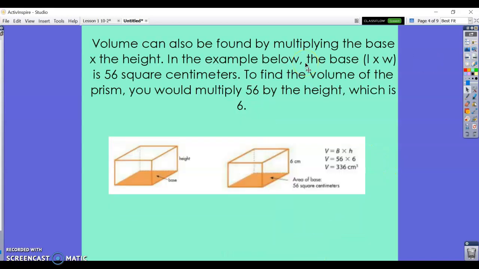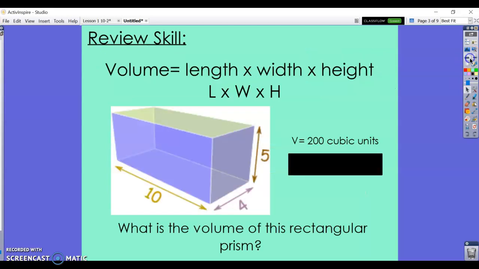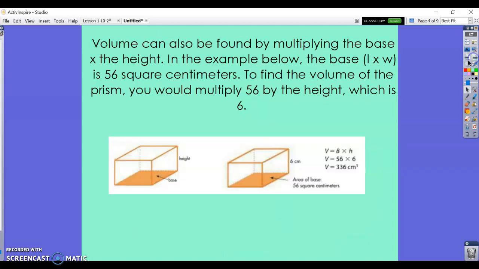So volume can also be found by multiplying the base times the height. And the base is the length times the width. So if I'm looking down here, this would be the length and the width, and that would give me the base of my prism. And then I would take that base and multiply it by my height. So you could do it either way. You could do length times width times height, or you could also do base times height.